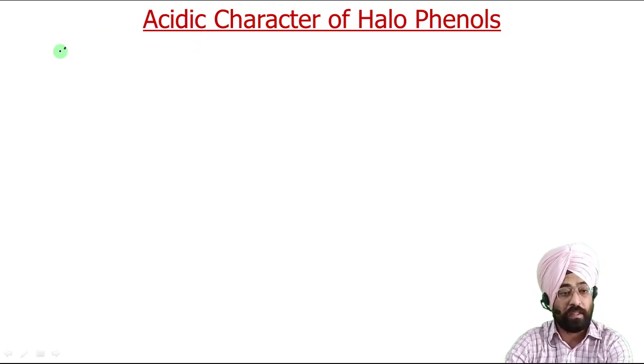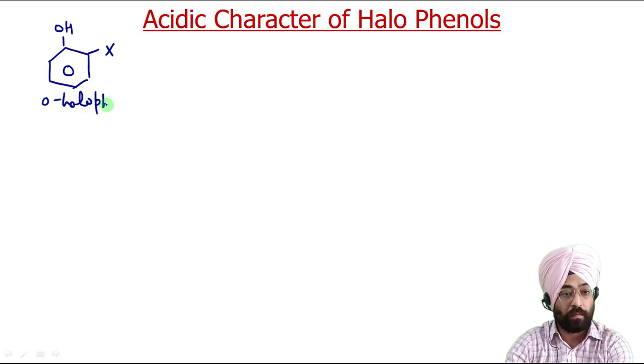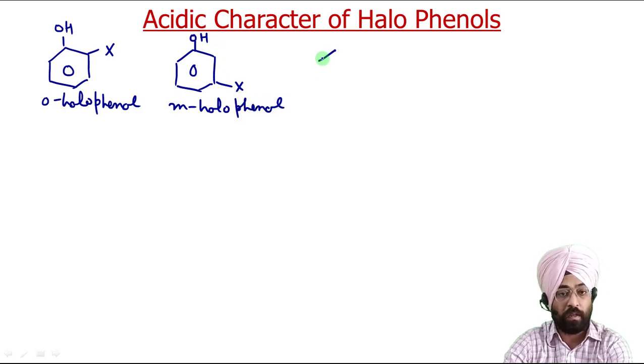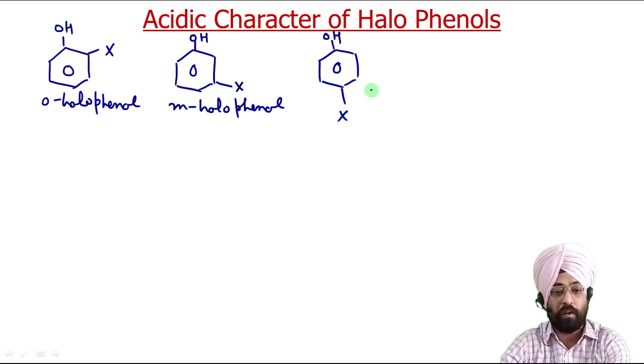So halophenols means when we have a halogen group X on the phenol. This is ortho halophenol. This is your meta halophenol, and this is your para halophenol.